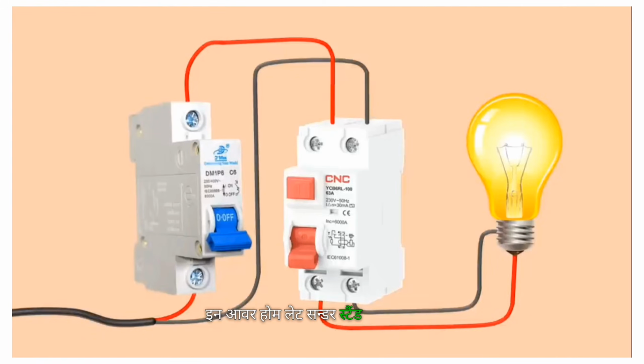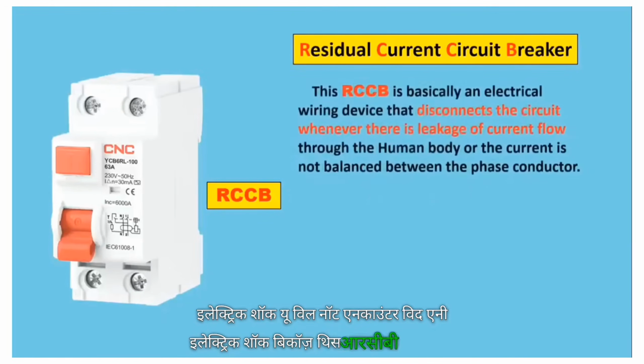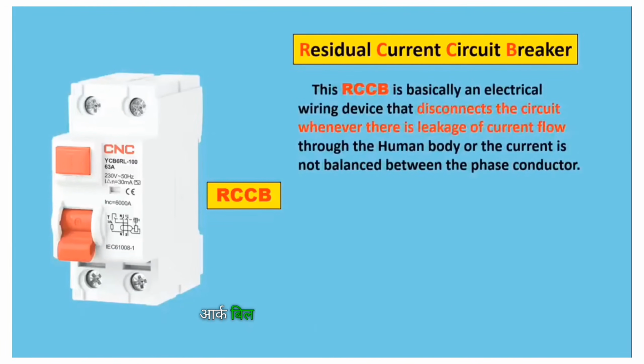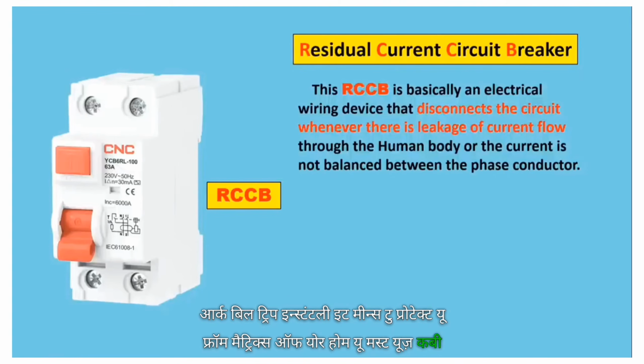Let's understand. If in a circuit or in your home you connected a RCCB, then in this condition, if you even touch the phase supply coming to home, you will not feel any electric shock. You will not encounter any electric shock because this RCCB will trip instantly. It means to protect you from electric shocks in your home, you must use RCCB.